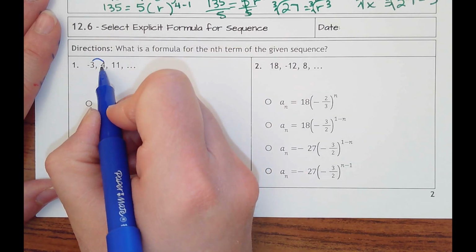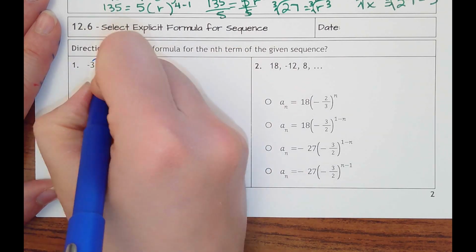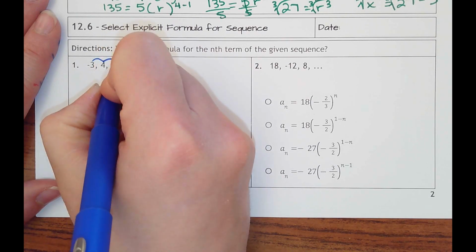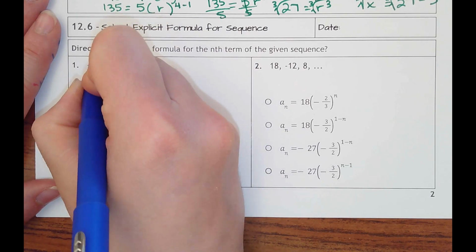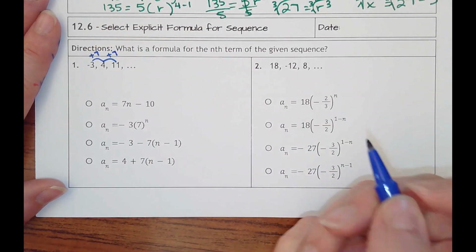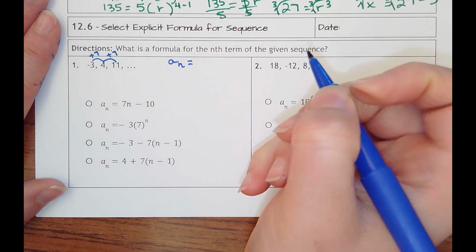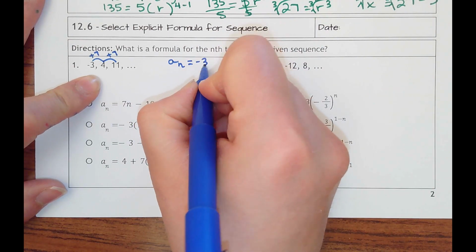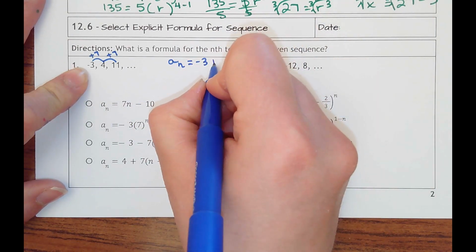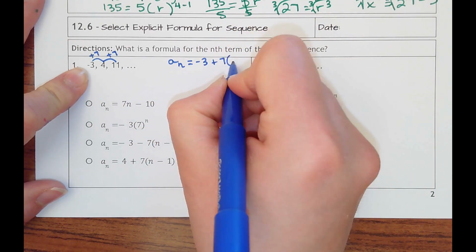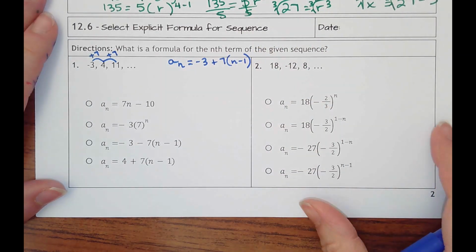From -3 to get to 4, we're getting bigger. And it might be easier to see 4 to 11 would be adding 7. Well, -3 plus 7 would also be 4. So if I were to write this normally, I would say to get any number in the sequence, I would start with my first term and then add the common difference, which is the 7, n minus 1 times.